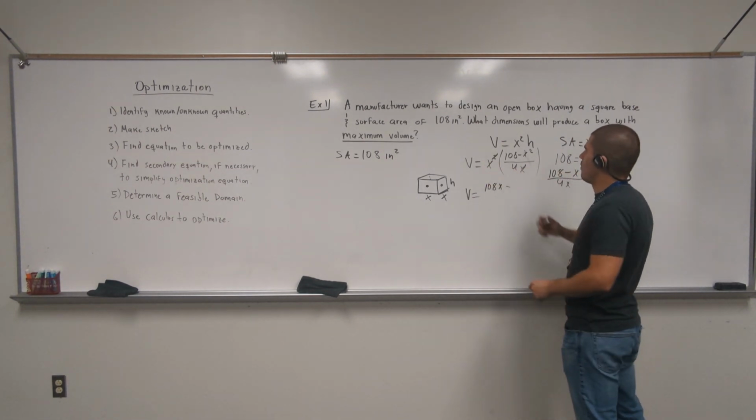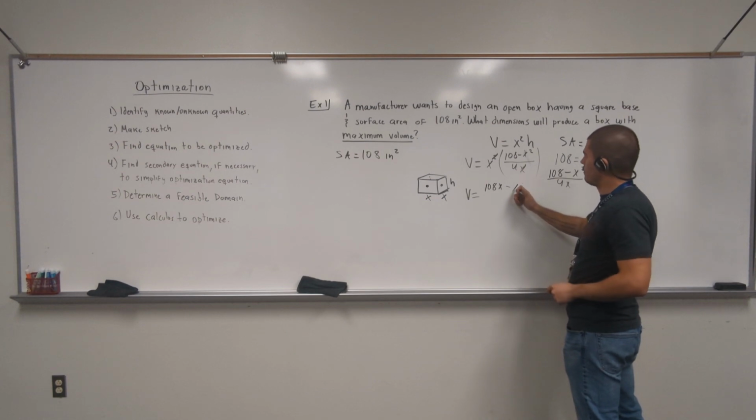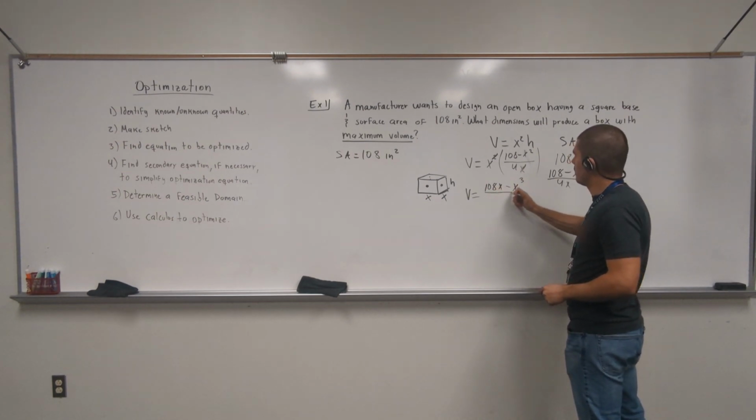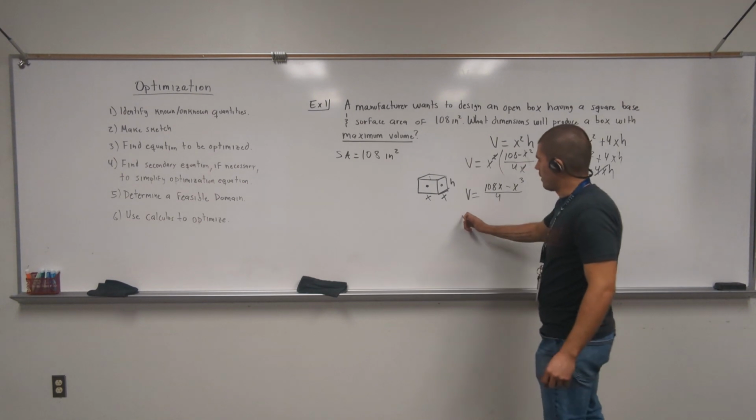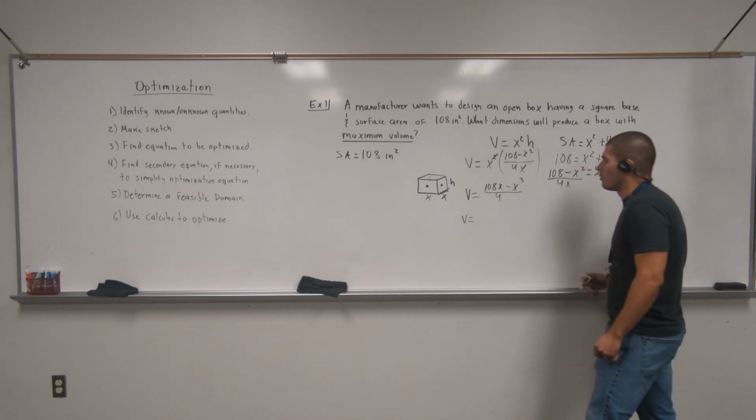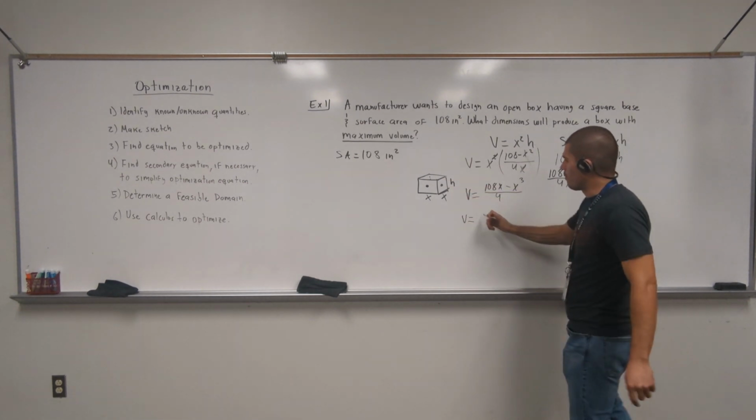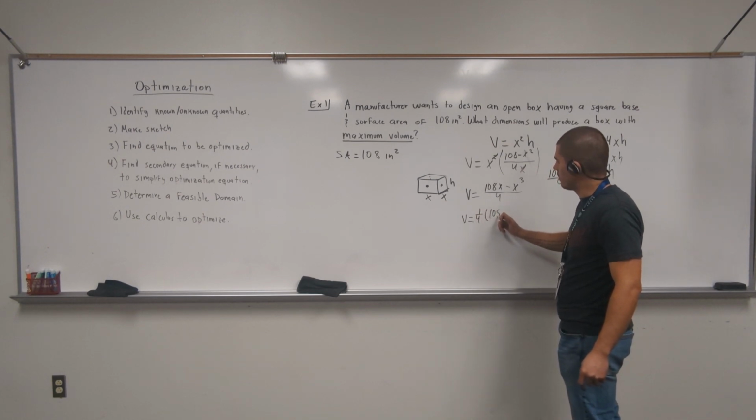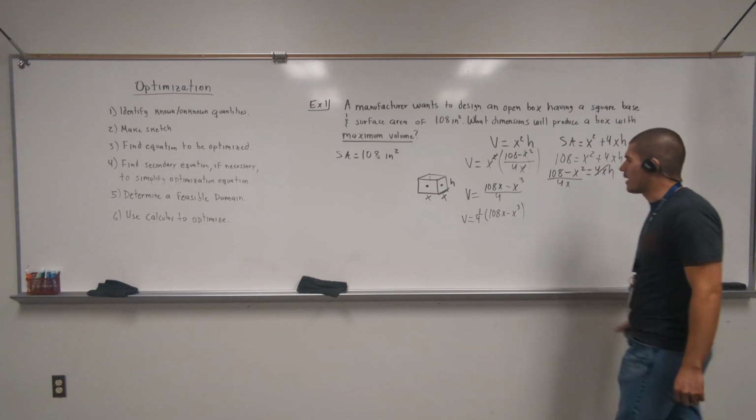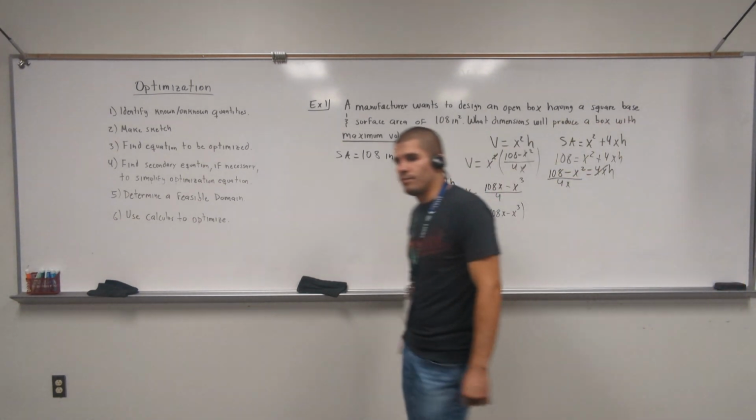x minus x cubed divided by 4, which again, I think I want to simplify my life a little bit more. I can factor out a 1/4, so I can have 1/4 and then 108x minus x cubed. So that is my volume equation, okay?